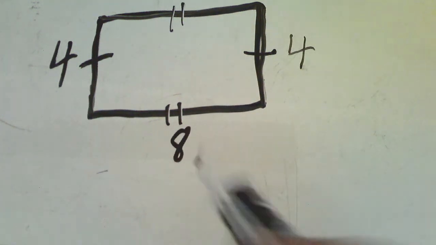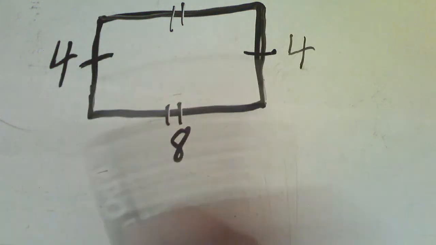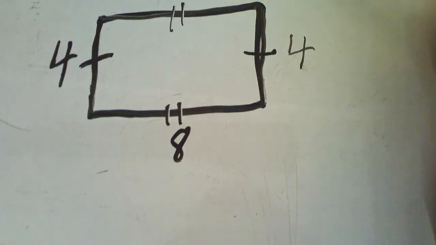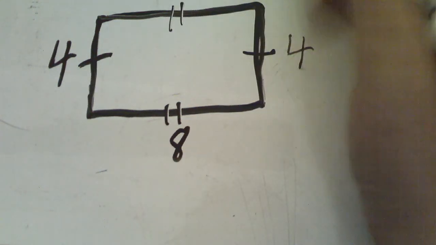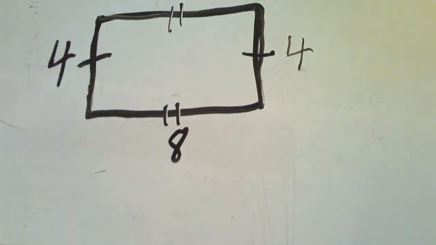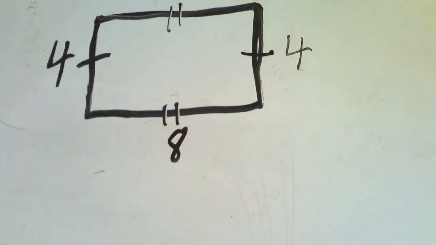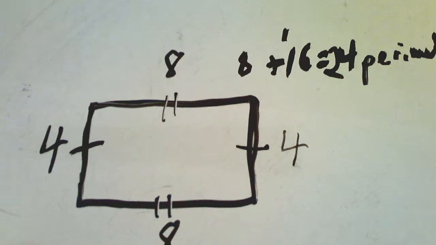So in order to find perimeter, all I have to do is add all of my sides together. I like to add my like sides first because it's just easier math for me. So 4 plus 4 gives me 8. And then 8 plus 8 is 16. And then I'm just going to add them together. 8 and 6 make 14. Carry the 1. 1 plus 1 is 2. So we end up with 24 for our perimeter. Okay, the distance around. All right. Let me move my board down. So 8 plus 16 gives me 24 for the perimeter.